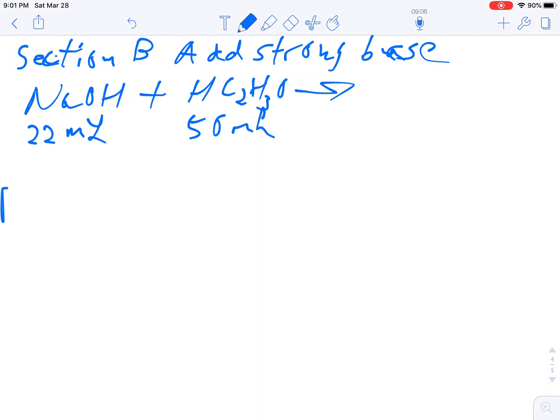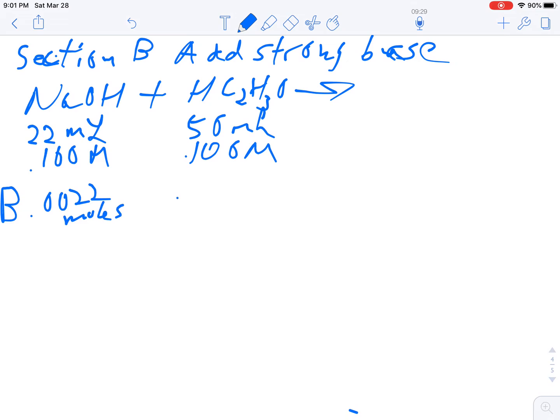Now, a before and after table has to be in moles. So my concentration of this is 0.11 molar. So the number of moles I begin with is 0.0022 moles. And this is a 0.1 molar concentration, so I start with 0.00500 moles. These two react, and I'll end up with the salt plus water.